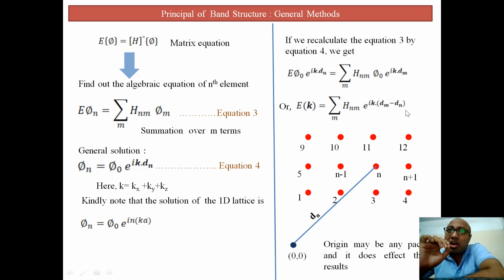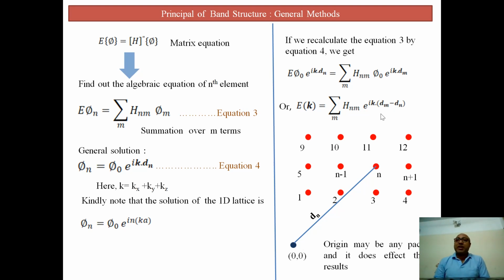Now what is the representative? What does it mean by dm and what does it mean by dn? Let me explain it in my next slide. But what I am trying to tell you is that this expression is a very fundamental, salient expression, and this is called the principle of band structure. Whether it's one dimensional, two dimensional, three dimensional, whatever complicated crystal lattice comes, you can easily find out the EK diagram.